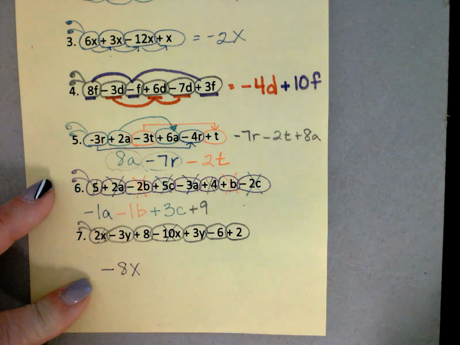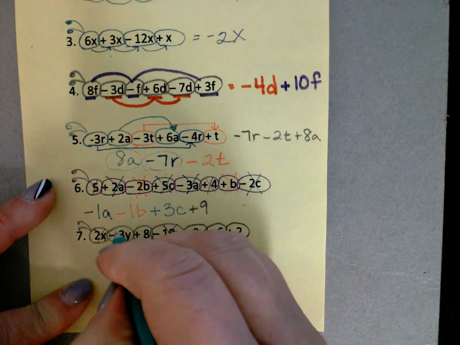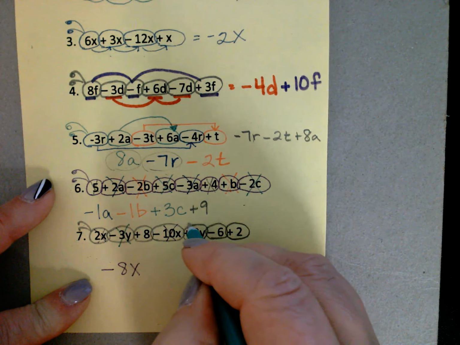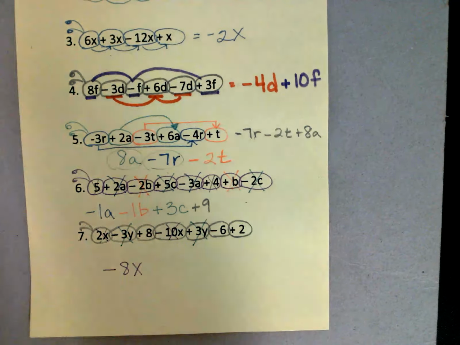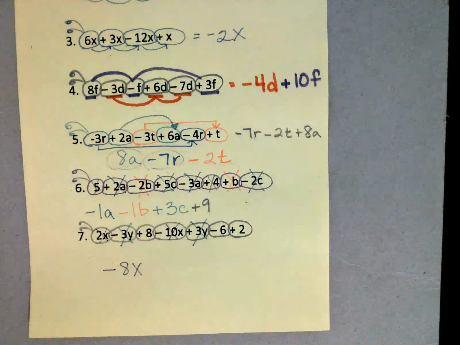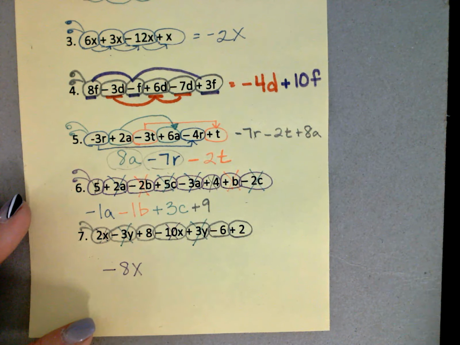Then I will do my y's. I see that I have negative 3y's here and plus 3y there. Oh, they're gone. I don't have any. That equals 0. You do not have to include it. If you did include it, that's okay, but not necessary.